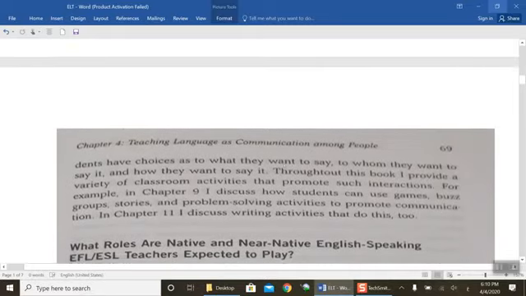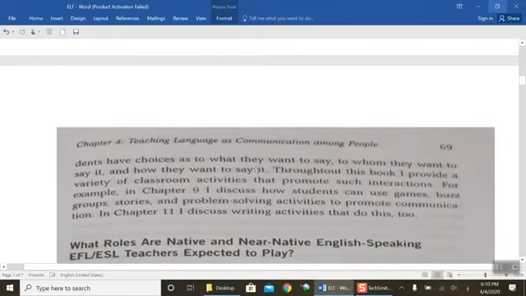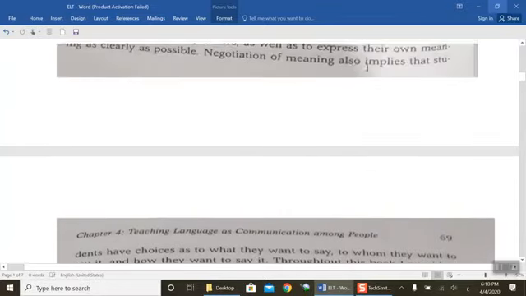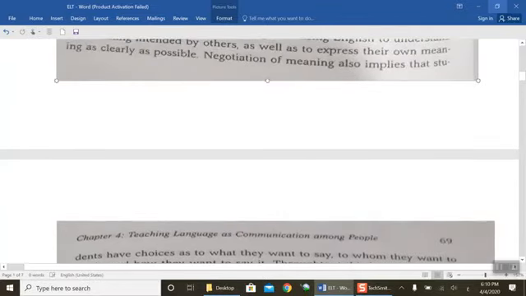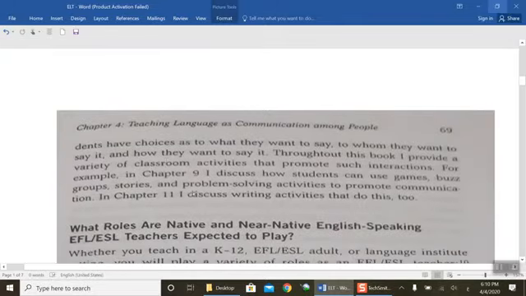And the last one, this is the last one. Negotiation of meaning also implies that students have choices. They have choice as to what they want to say, to whom they want to say it, and how they want to say it. So you have a chance. So when you want to express your ideas, when you want to negotiate, when you want to talk, you have what? Choices.